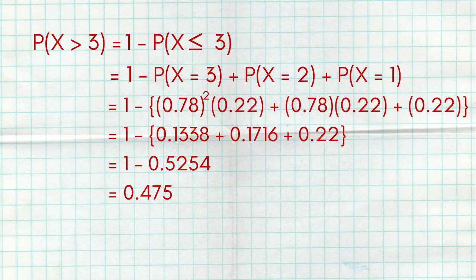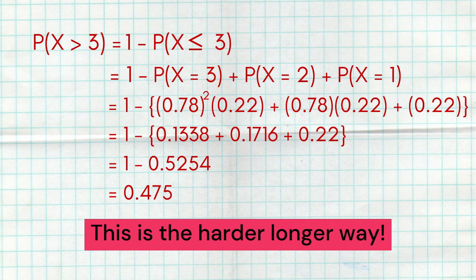Again, that's the probability that his first success, his first upgrade, is on the 3rd, the 2nd, or the 1st. Now that's what we don't want. We want literally everything other than that. So we do 1 minus that probability to get 0.475. Now that's the hard way.